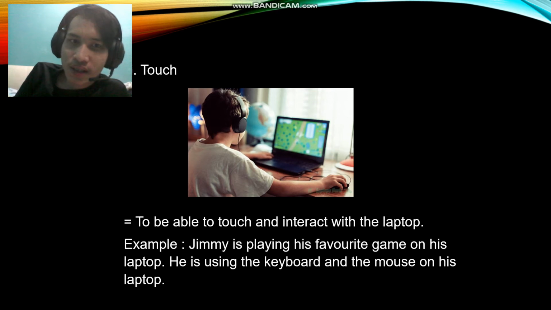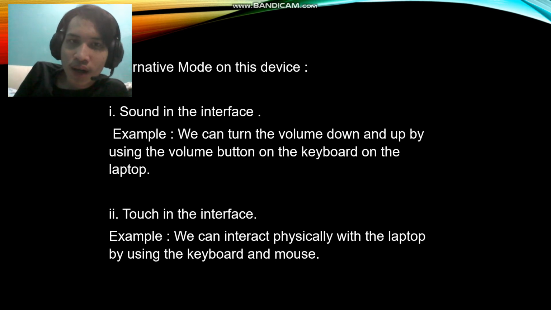Third sense is touch. We use touch to touch and interact with the laptop. Example, Jimmy is playing his favorite game on his laptop. He is using a keyboard and the mouse on his laptop. Alternative mode on this device. This device can support sound in the interface. Example, we can turn the volume down and up by using the volume button on the keyboard of the laptop.